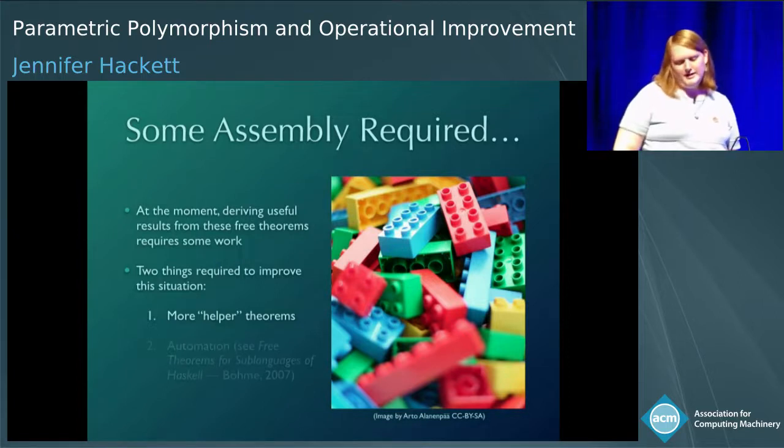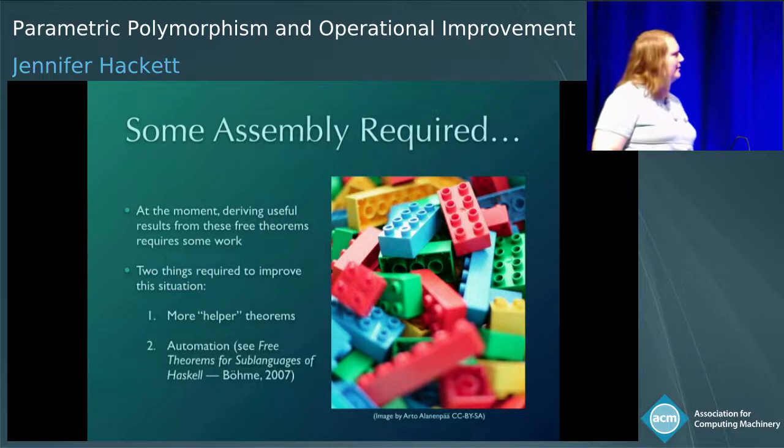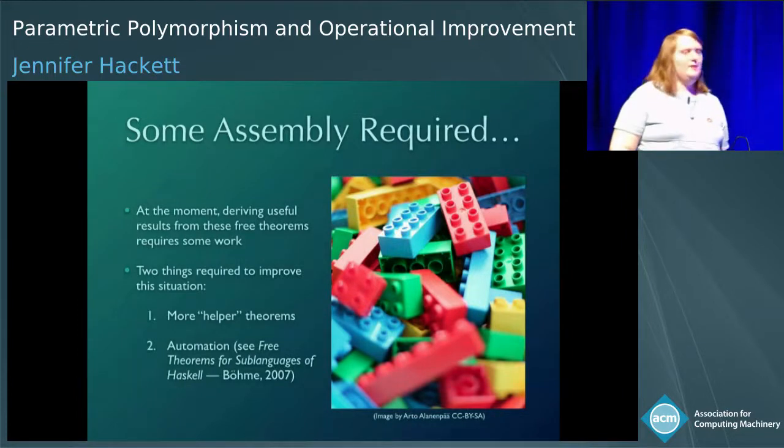And we'd also, ideally, like to be able to automate this stuff, because you may have seen this tool online. There's a tool where you can just give it a Haskell type, and it tells you a free theorem for that type. It would be really nice if you could do that, and it told us stuff about improvement as well.